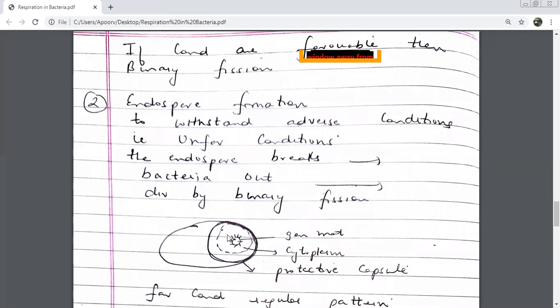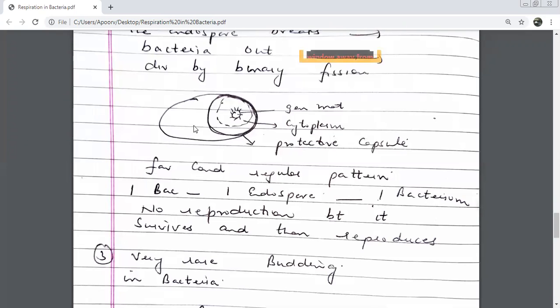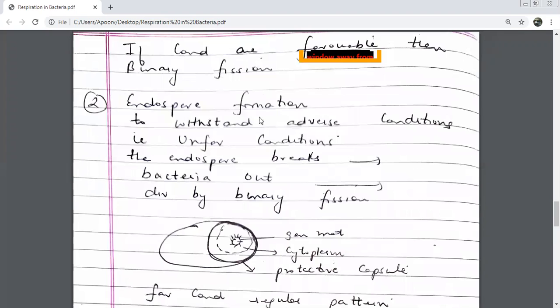Please see this. This is your genetic material. This was your cytoplasm. Now a protective capsule is formed around this. This protective capsule, endospore formation, is what I was explaining to you. This protective capsule has many layers. Now see, whenever conditions become suitable. Look, this is one bacterium, so only one endospore is formed, and only one bacterium will come out. So endospore formation is not a mode of reproduction. Don't get confused. In one bacterium only one endospore is formed; when conditions become favorable the endospore breaks, and only one bacterium comes out. There is no division, no reproduction happening here.